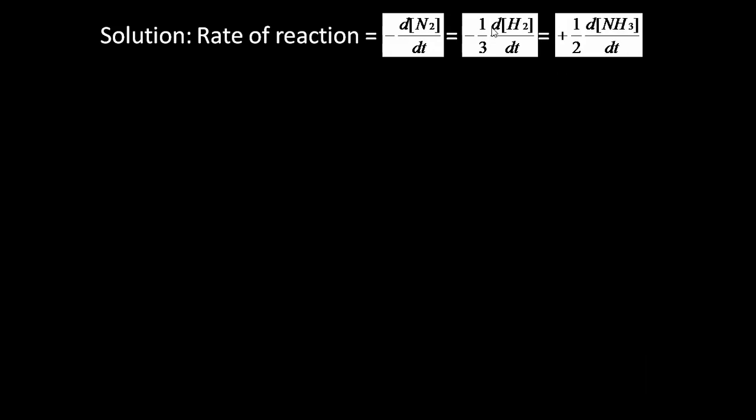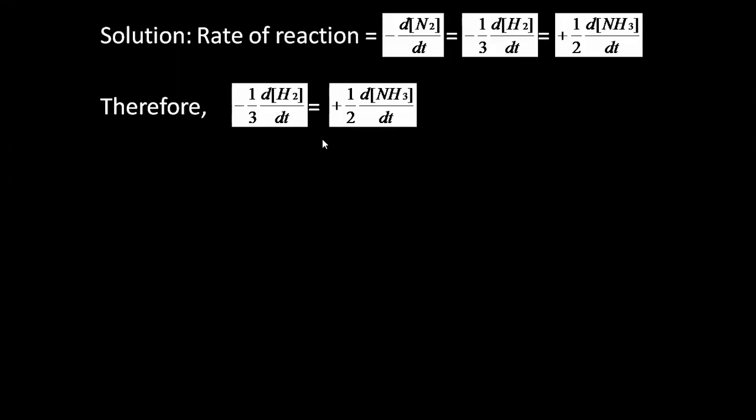What we need to relate is H2 with NH3. This is not given to us, so we'll try to relate this. This is equal to this from the expression. Therefore, minus 1/3 d[H2]/dt is equal to plus 1/2 d[NH3]/dt. Now I have to find d[H2]/dt. d[NH3]/dt is given.